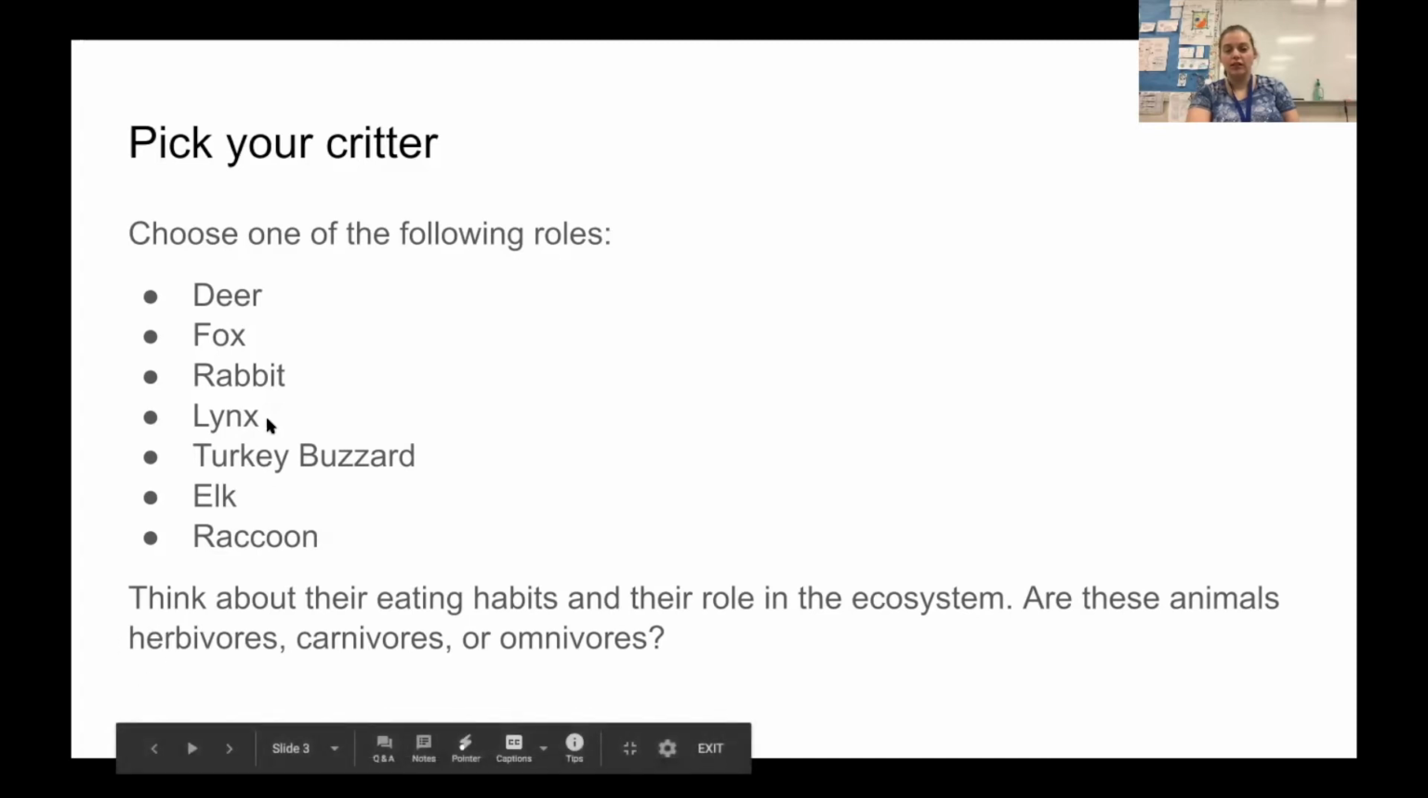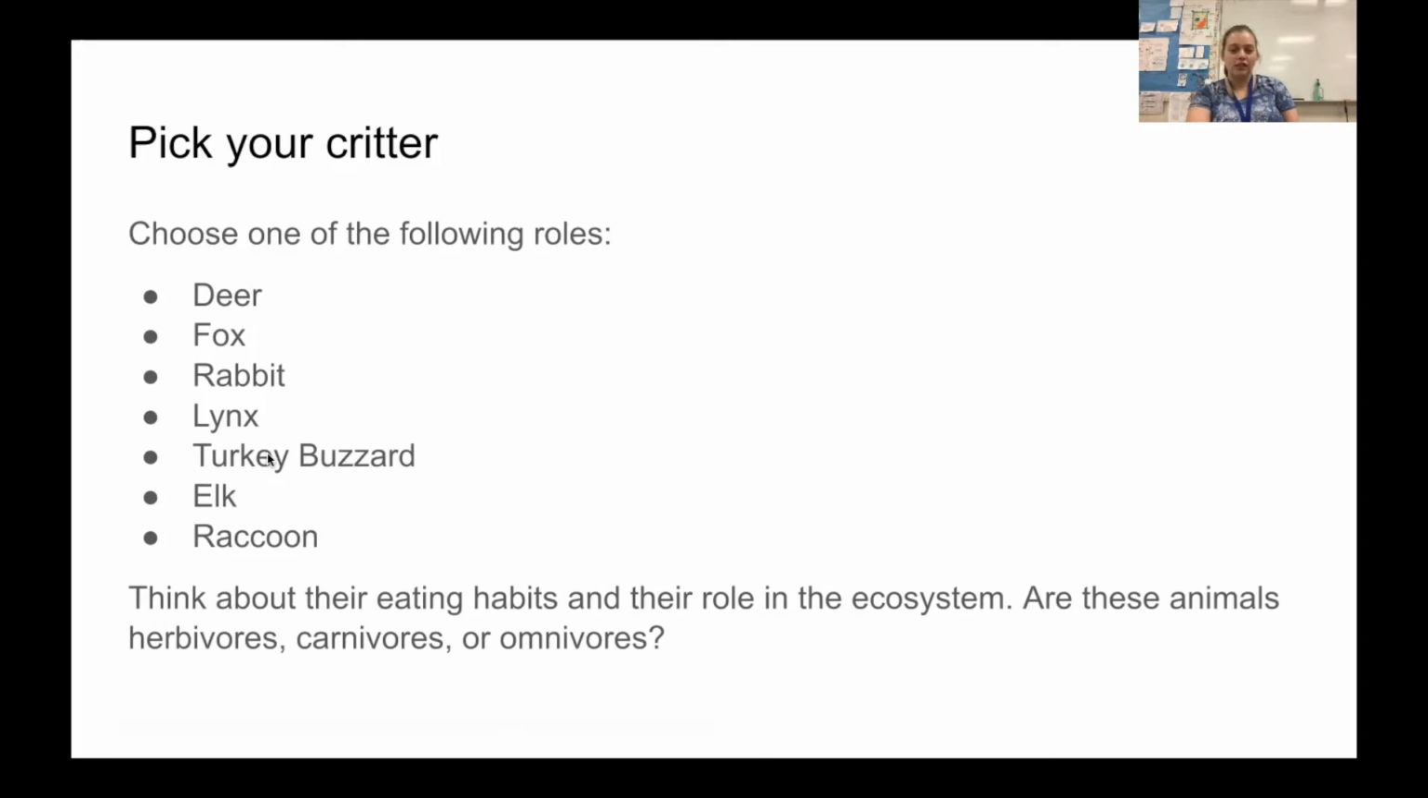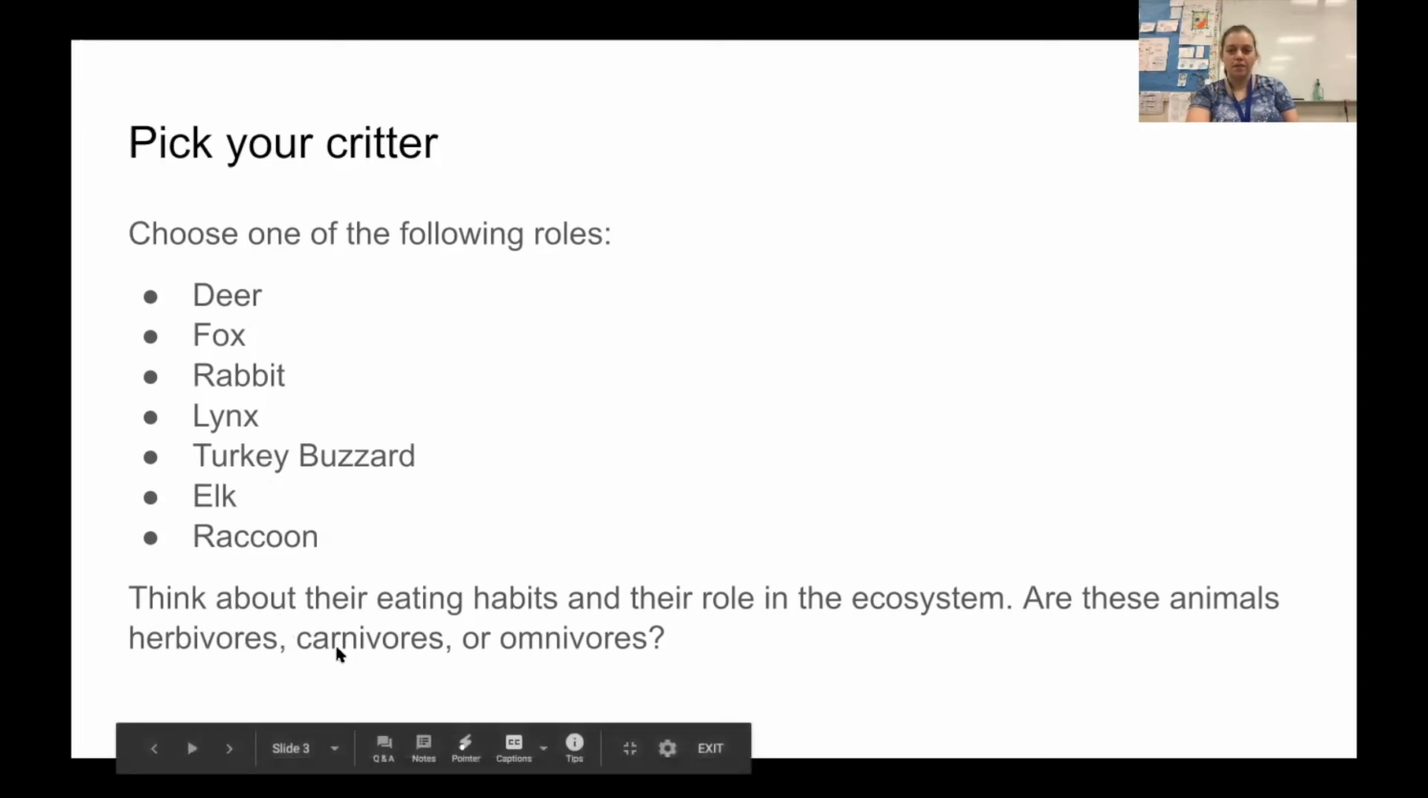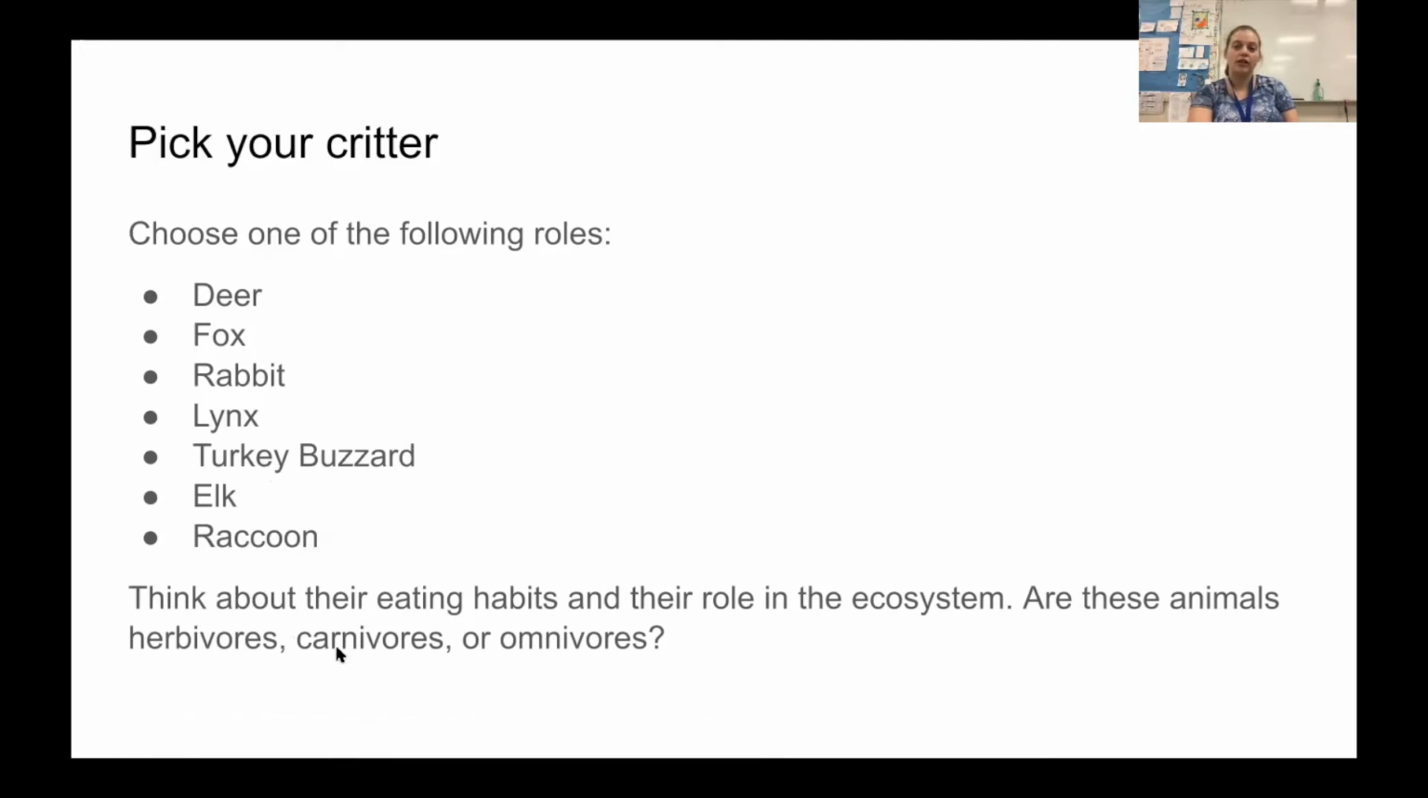The rabbit eats only plants, so it's an herbivore. The lynx, and the lynx is a big cat, okay? Lynx is a carnivore, right? But what kind of meat does a lynx eat? Are they a predator or are they a scavenger? Lynx would be a predator. They're going to prey on, again, mostly small rodents, rabbits, things like that.